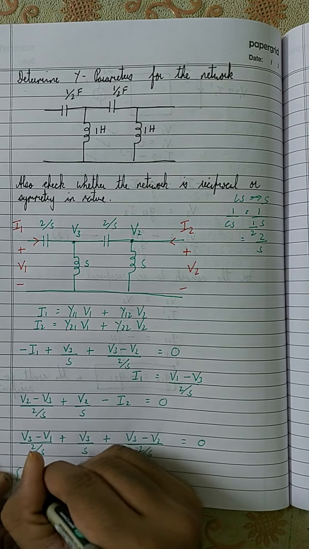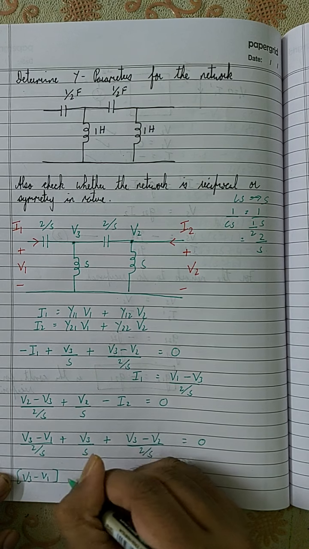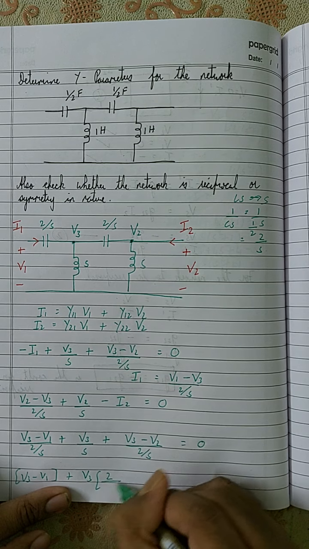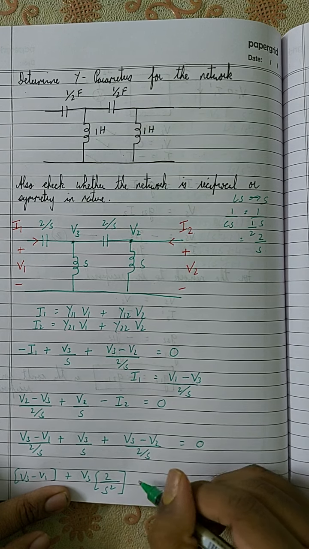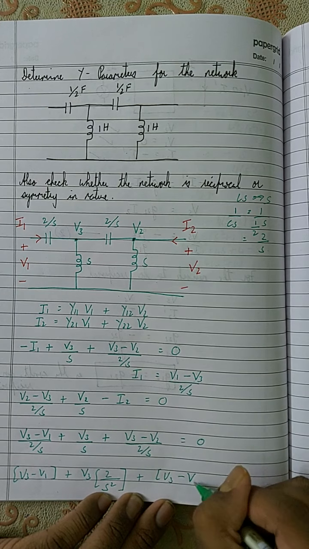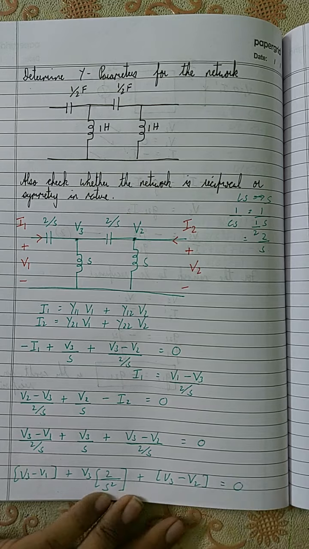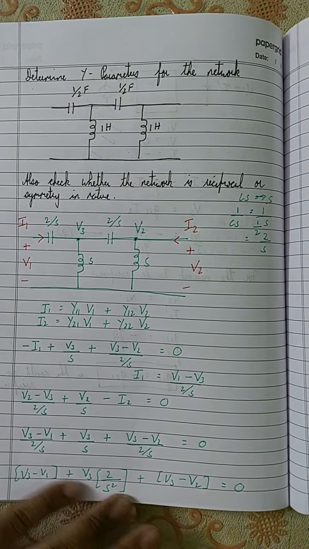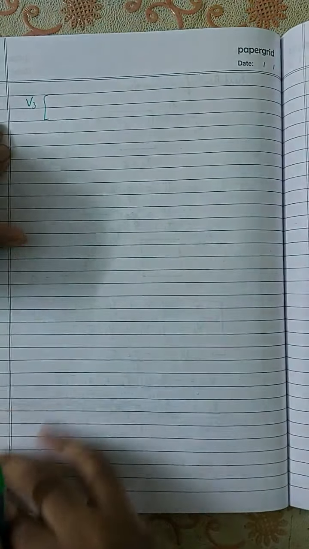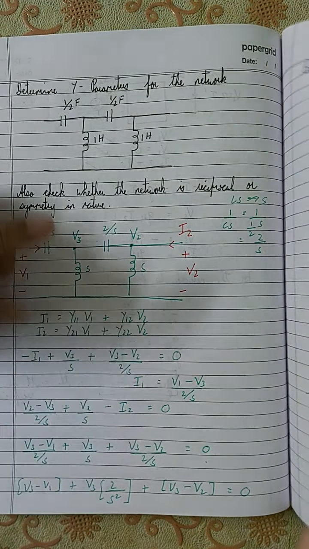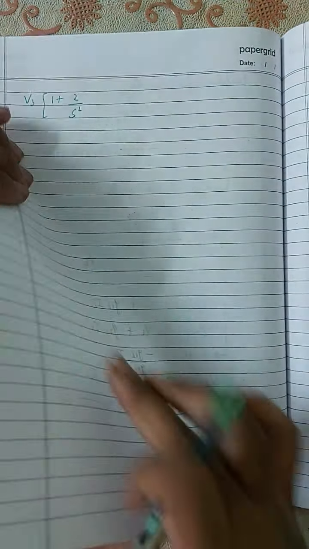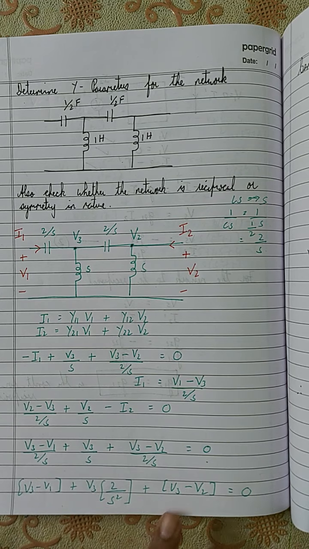In that case I will get V3 minus V1 plus this into 2 by s will give you V3 into (2 by s) square, plus, and here 2 by s will cancel, so you have V3 minus V2 is equal to 0. Or in other words, we have V3 into 1 plus (2 by s) square plus 1.